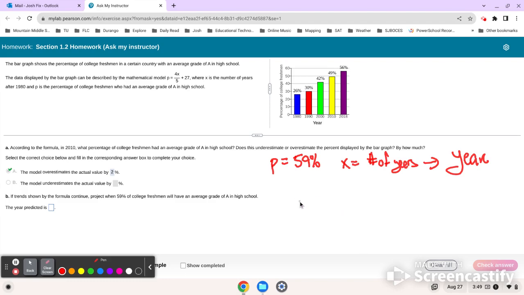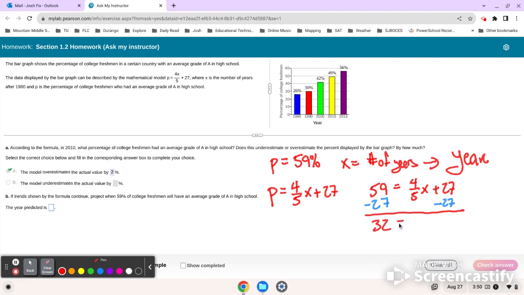So a little bit of algebra here. Remember our formula: P is equal to 4/5 x plus 27. We know our P, so we plug it in. We get 59 is equal to 4/5 x plus 27. We start using our inverse operations to solve for x, like our previous algebra experience. So we subtract 27 from both sides. 59 take away 27 gives us 32 is equal to 4/5 x.